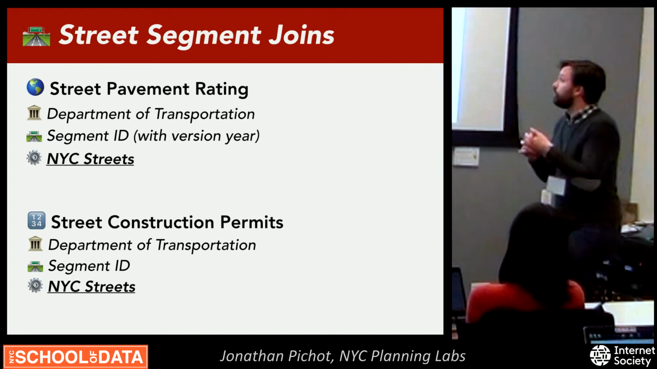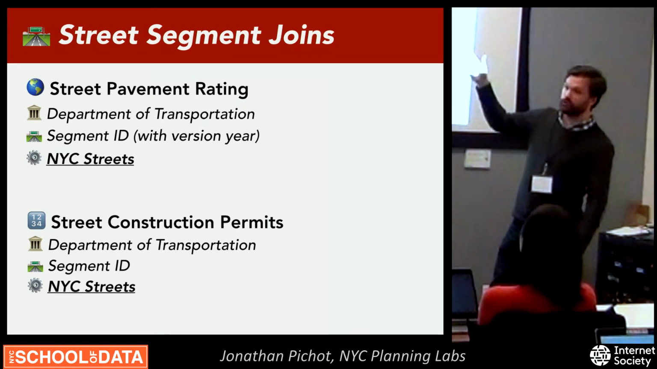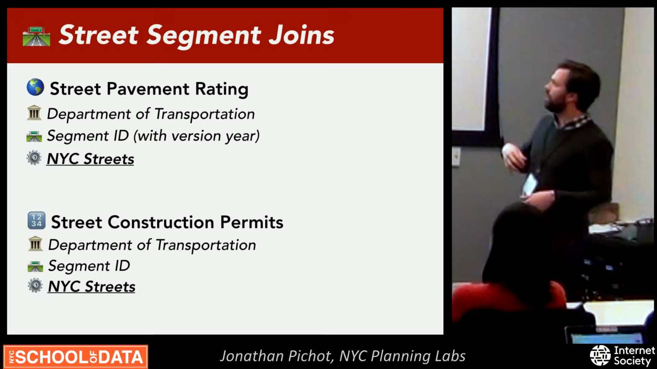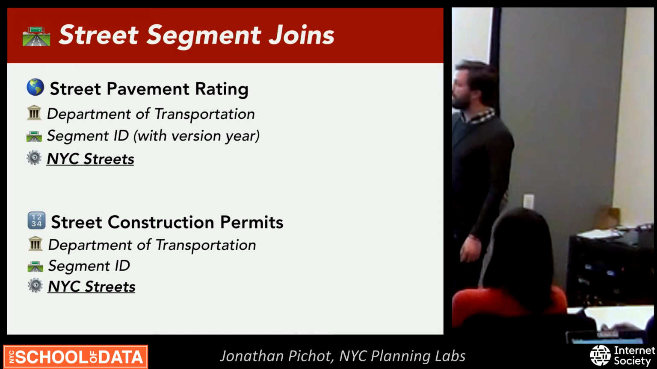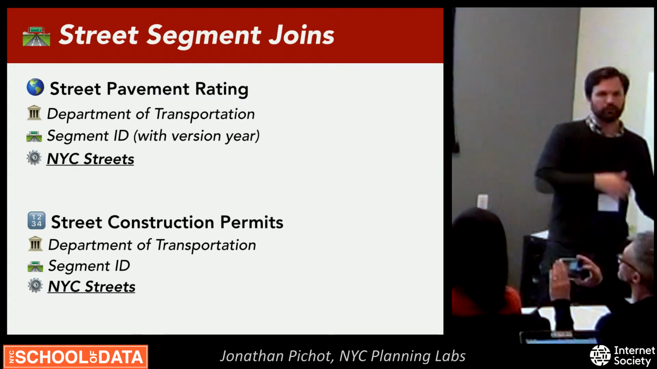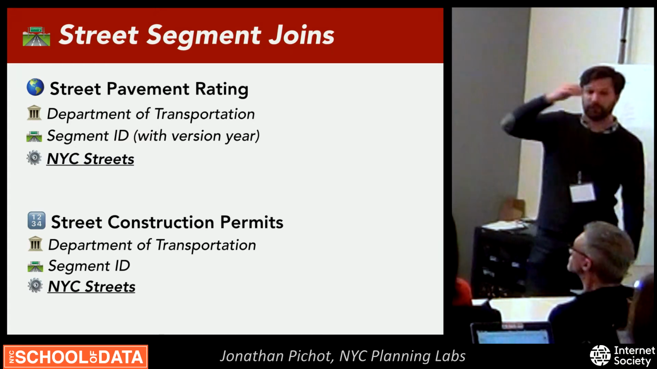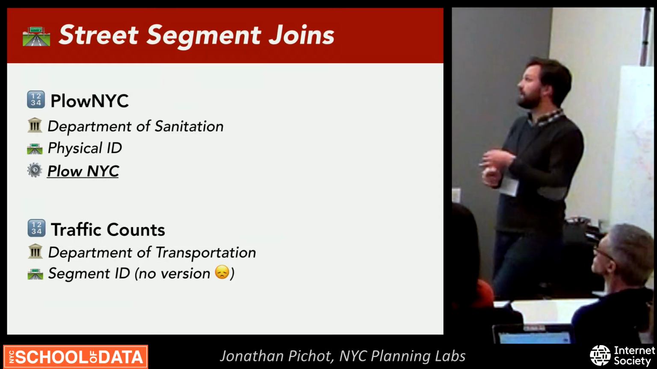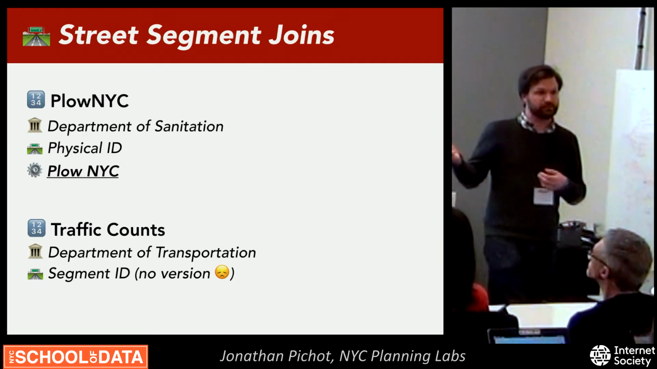Some of the data sets that are really great to join to segment IDs and physical IDs are things like street pavement ratings. That's DOT's tracking of the quality of a street. They use segment IDs with a year version. Street construction permits are DOT telling you that you're allowed to rip up the street or work on at least a subsection of the street, manholes, that kind of thing. There's a tool called NYC Streets where you can visualize all of that. Plow NYC, which is super fun and really relevant this morning, uses physical IDs.